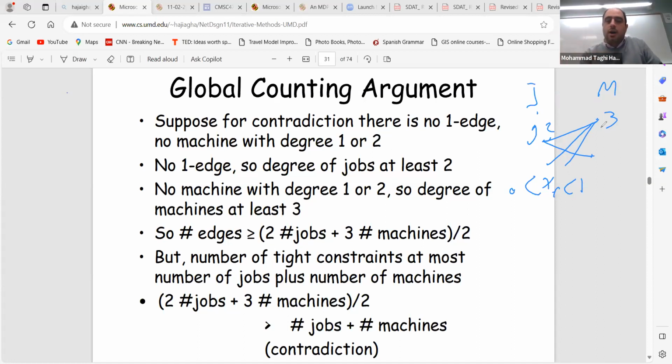Good. How many edges do I have? The number of edges is the sum of the degrees over 2: 2 times the number of jobs plus 3 times the number of machines, over 2. I'm just summing up the degrees. But how many tight constraints can I have? Essentially, the number of jobs plus the number of machines, because those are all the possible constraints that I have. So contradiction, because this is greater.